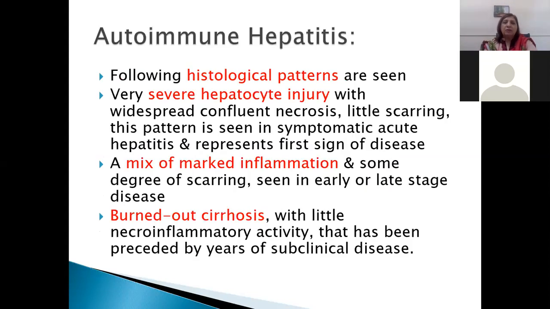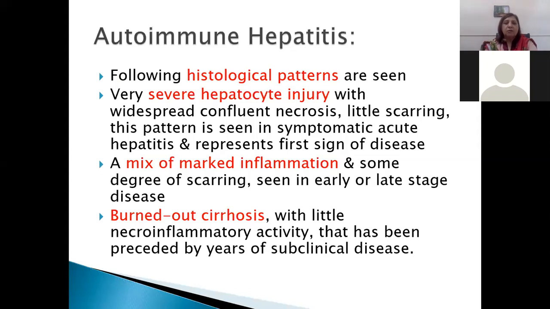The following histological pattern can be seen as well. There is very severe hepatocyte injury with widespread confluent necrosis and little scarring. This pattern is seen in symptomatic acute hepatitis and represents the first sign of the disease. Or there can be a mix of marked inflammation and some degree of scarring, seen in early or late stages of disease.